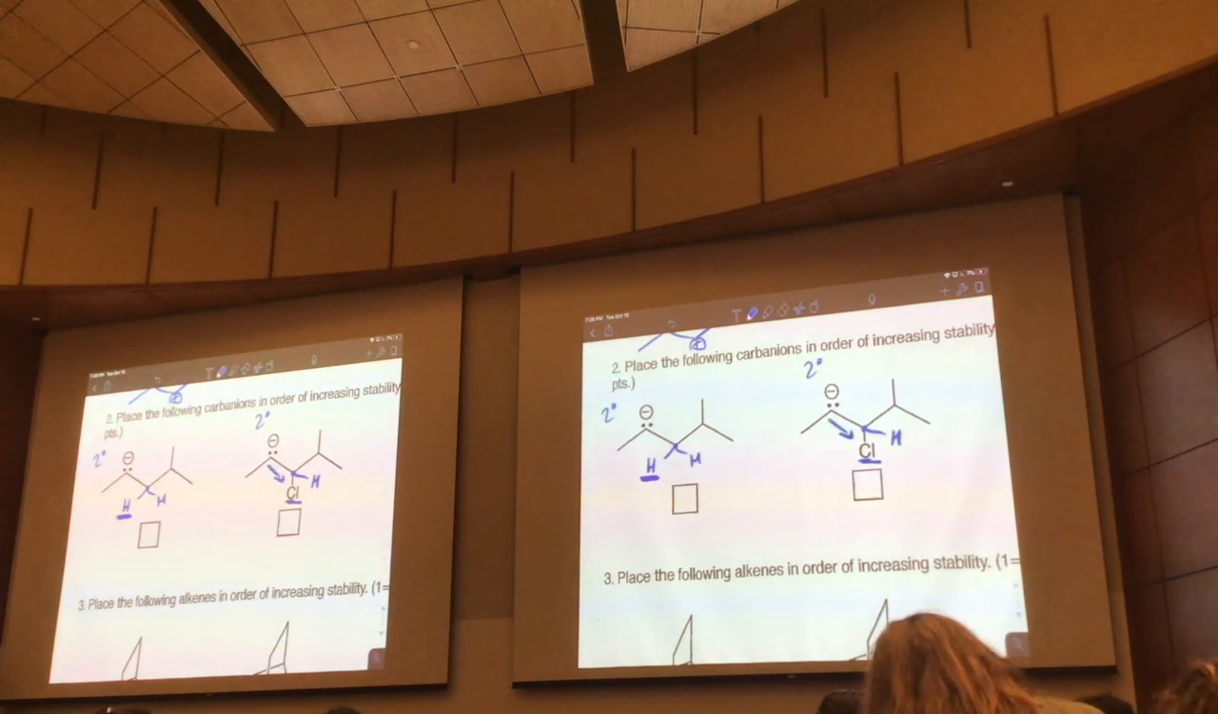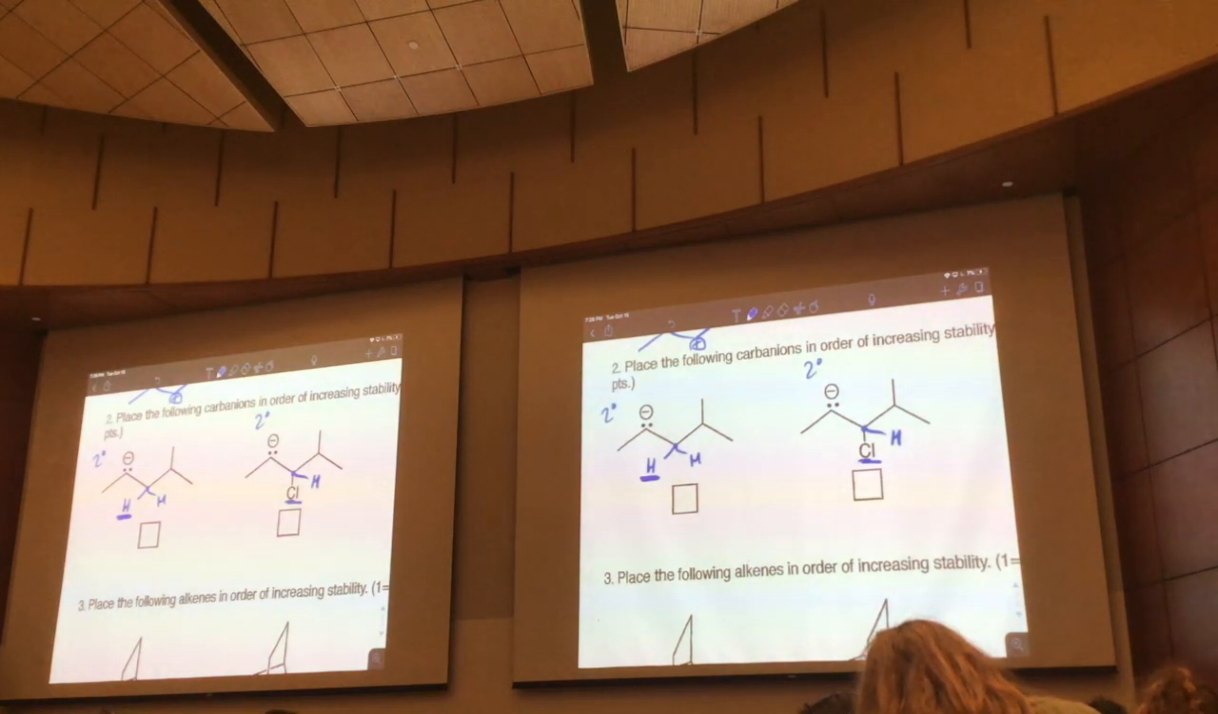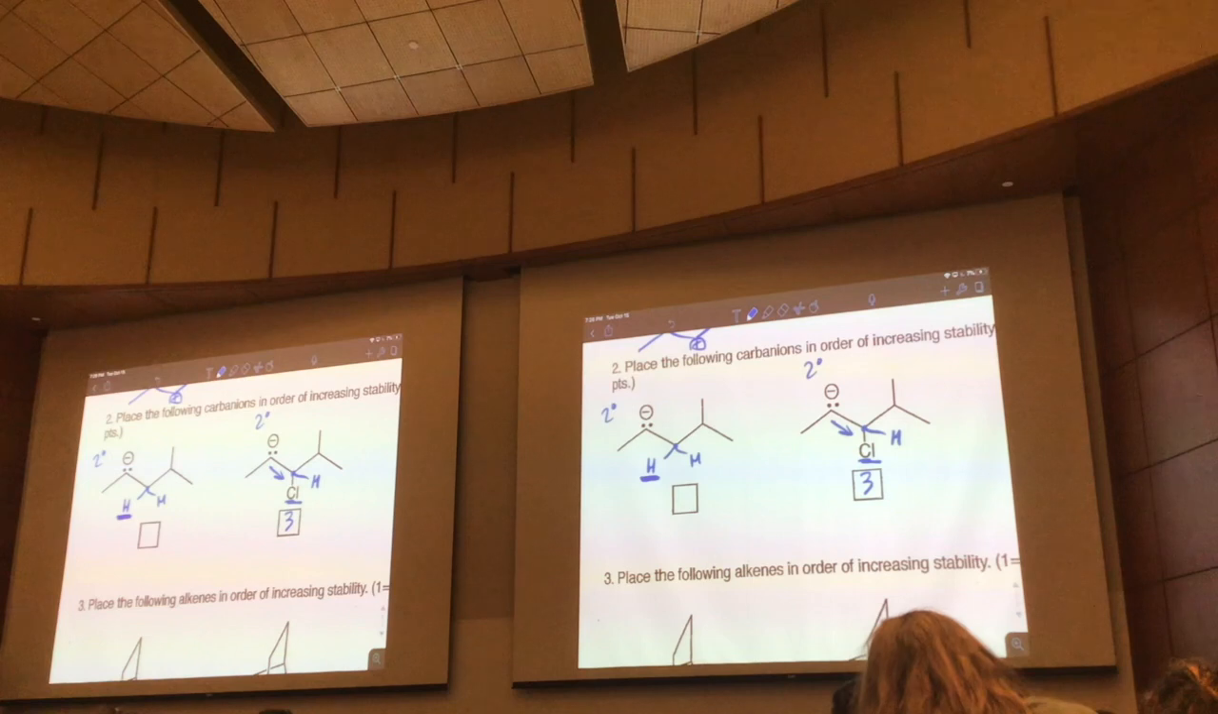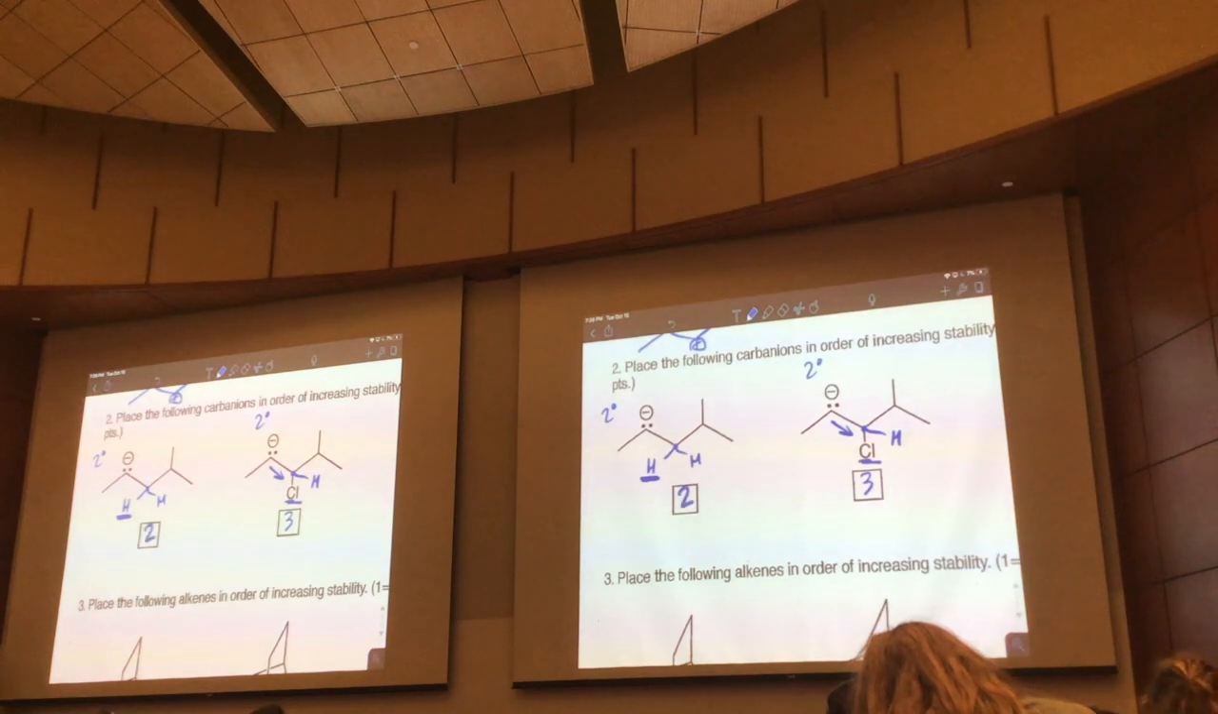Yeah. So if it reduces the amount of electron density in that negative charge, is that a good thing or a bad thing? Good thing. It's already too negative. It wants to be less negative. So this one is going to be more stable because chlorine is going to take some of that density out. It's going to be a little bit of a help, whereas this one over here has no help at all.